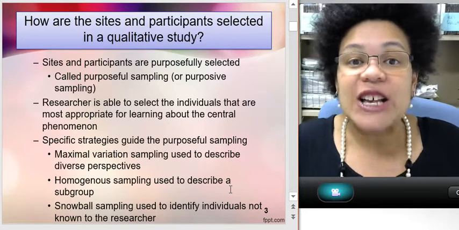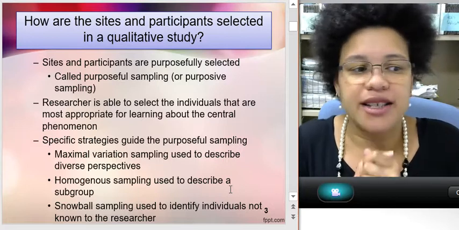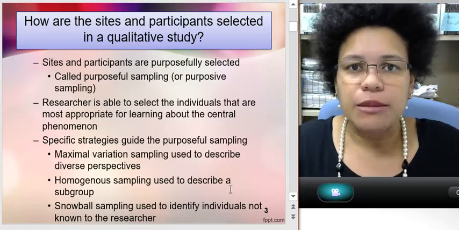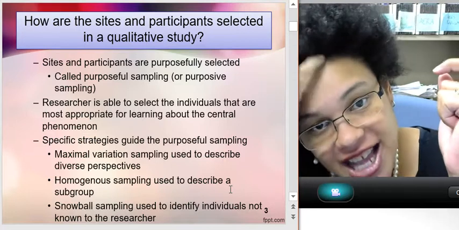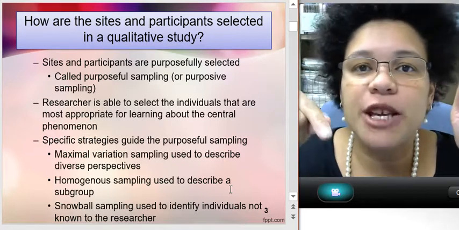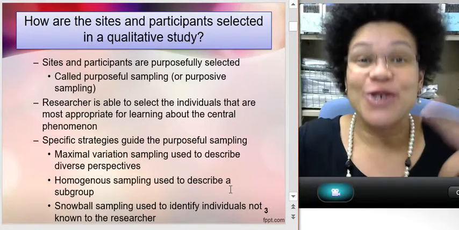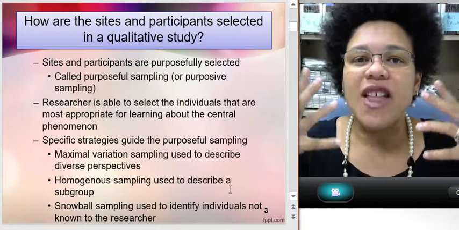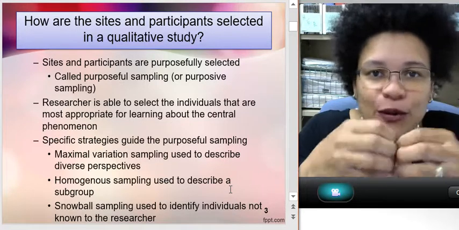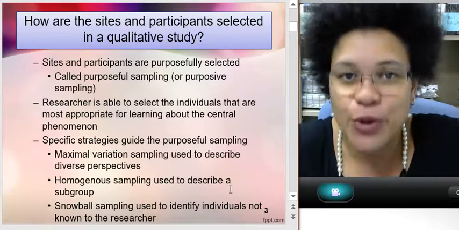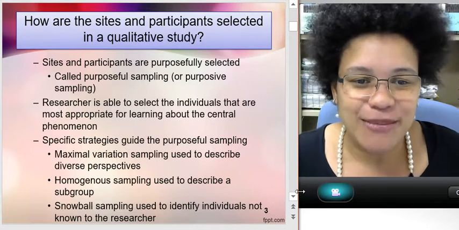So let's say you know two people who are experts in teaching kids of color with disabilities, right? You might ask those two people, well, who do you think are other experts in teaching kids of color with disabilities? And then the snowball grows as some people refer you to other people who refer you to other people who refer you to other people, and so on. That's what snowball sampling is.